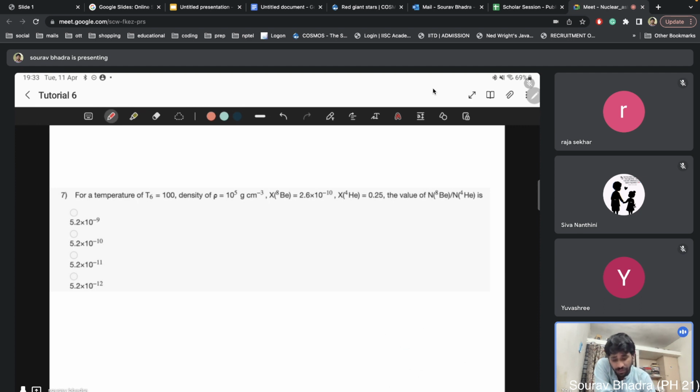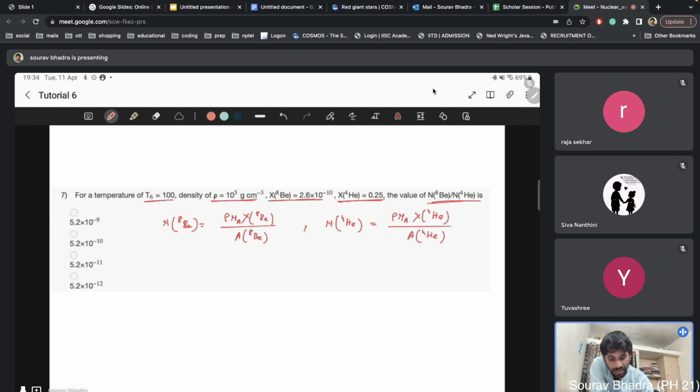And there was another question which you have to calculate, that for a given temperature and density, the x, that means the fraction of beryllium and the fraction of helium, is given. Now we have to calculate the number density of both these elements, and you know that the number density can be expressed, from the second or third week class, like this, where Na is the Avogadro number. So this is from the previous material. A are the mass numbers of those particular elements.